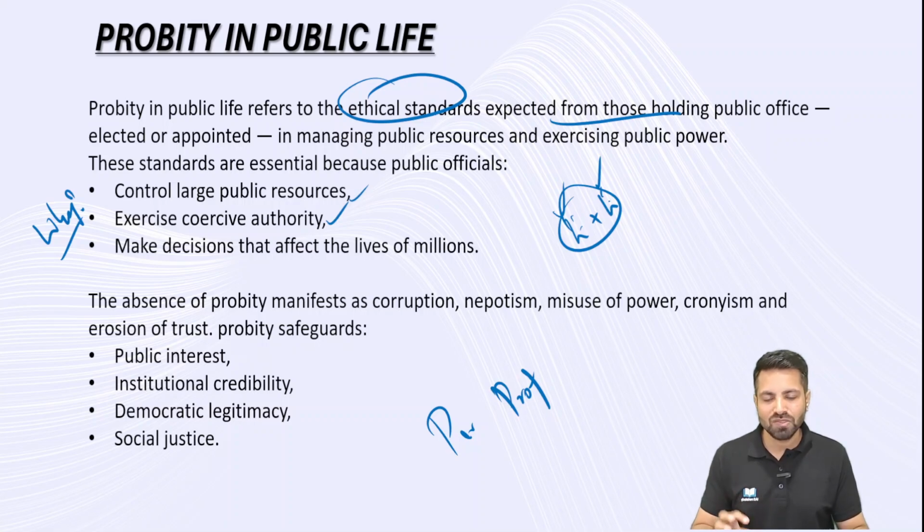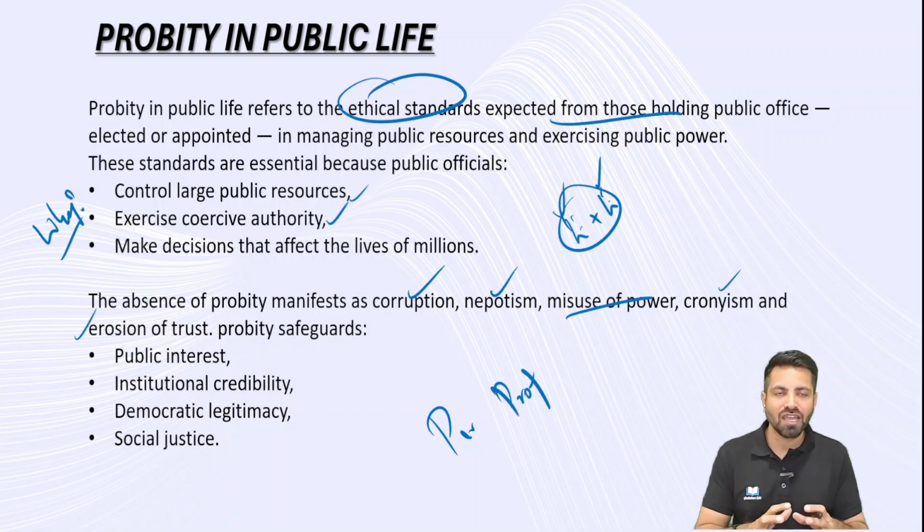So these are the reasons we need probity in public life. And in its absence, if there is no probity, what happens? It is going to lead to corruption, nepotism, misuse of power, cronyism, and erosion of public trust. When this happens, people are not going to participate in administration, and governance is not going to be pro-people. Governance is going to be weak, and there will be a trust deficit at the social level. So this is what happens.